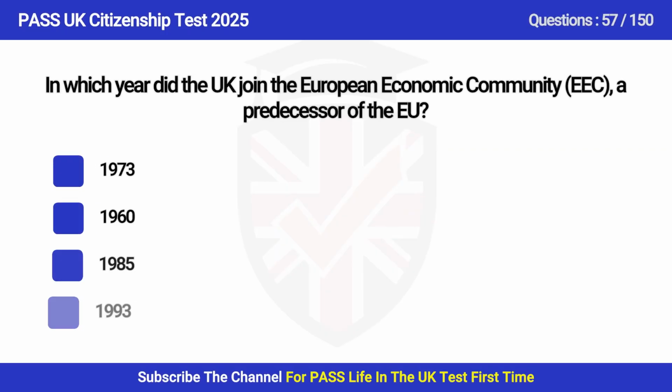Question 57. In which year did the UK join the European Economic Community, a predecessor of the EU? A. 1973. B. 1960. C. 1985. D. 1993?